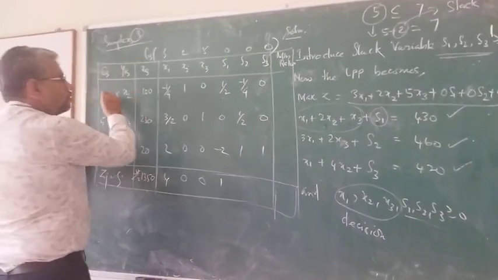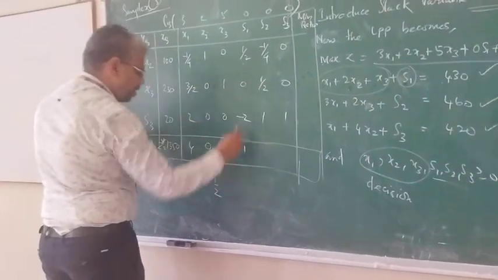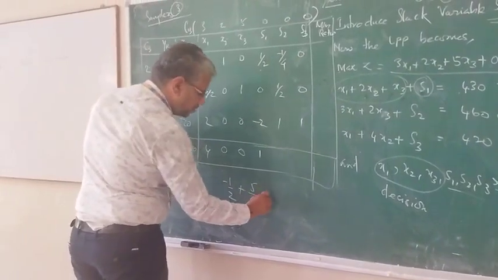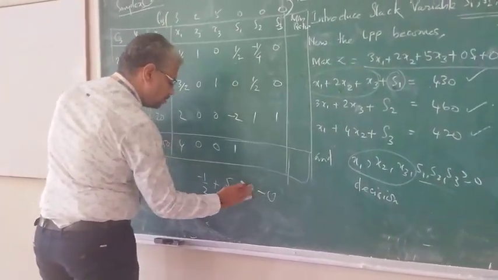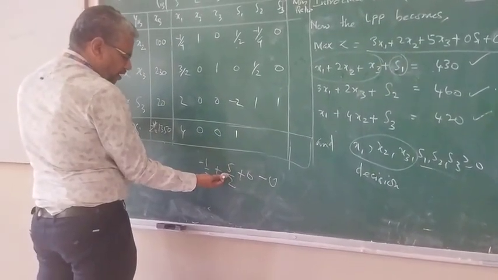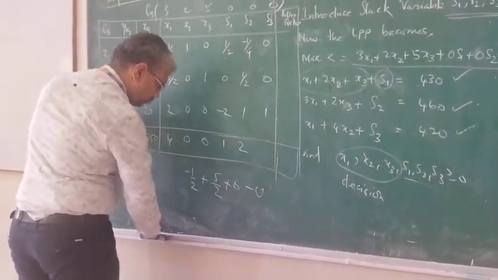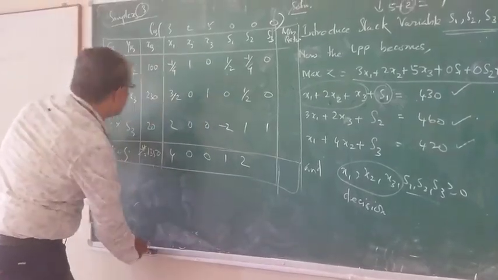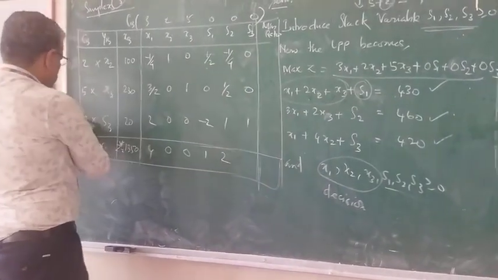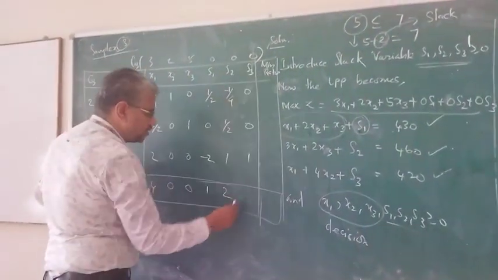Fifth column. 2 into minus 1 by 4, minus 1 by 2. 5 into 1 by 2, plus 5 by 2. 0 into anything, 0. Minus 0. So 5 by 2 means 2.5. 2 and a half minus half equals 2. So the last one. 2 into 0, 0. 5 into 0, 0. 0 into anything, 0. Put together, 0. Minus 0, 0.